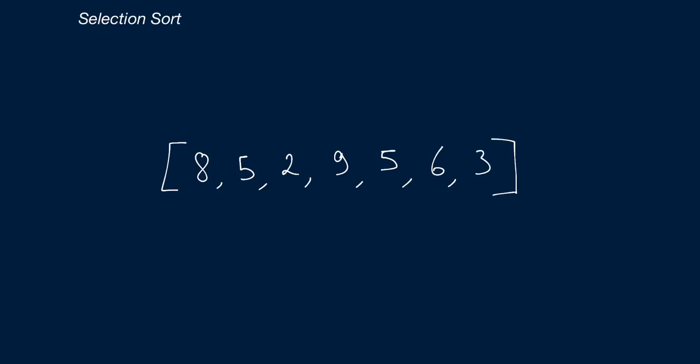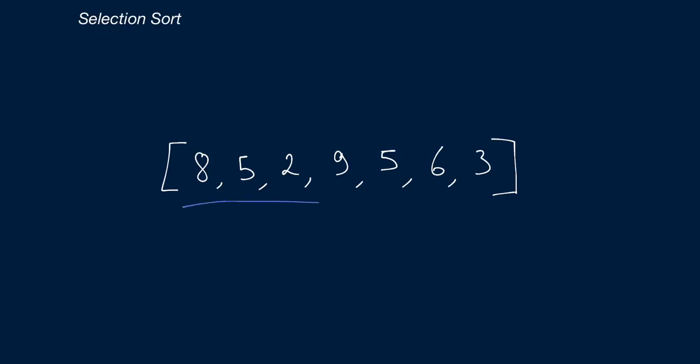How does it work? Well, basically you're given a list of numbers. Here we've got 8, 5, 2, 9, 5, 6, 3. And the way we're going to sort this list is by dividing it into two separate lists within that list. We're not going to be creating new arrays, but within this list, we're going to have one sublist that represents unsorted numbers and one sublist that represents sorted numbers. And so at the beginning, we start with our entire list representing that unsorted list.